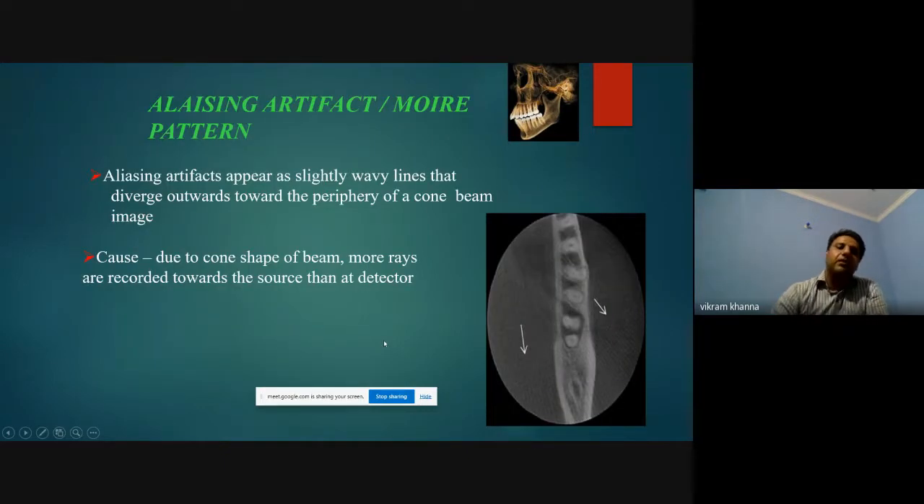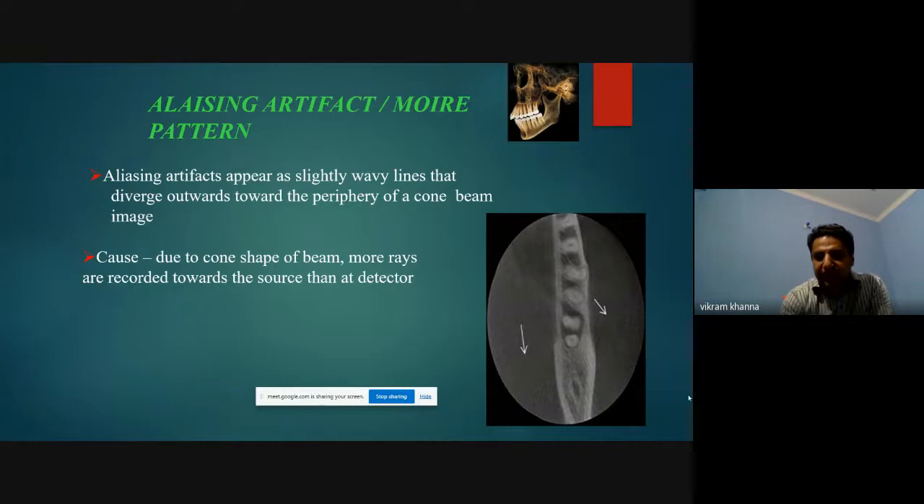Aliasing artifact or a Moiré pattern. You can see it here, there is a streak of bands on the periphery of the image. These are called aliasing artifacts or Moiré-type artifacts. Why does this happen? It is due to the cone shape of the beam.